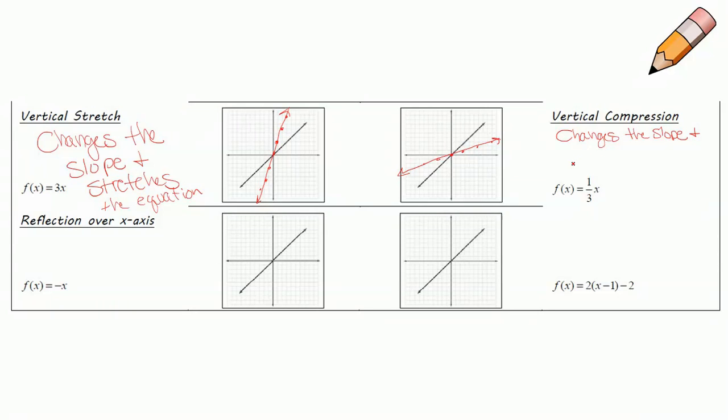And basically it compresses the graph. And then you guys also know when there's a negative outside, so that would be this line going like this. It's a negative slope, right? So basically it flips the line across. Flips it down. So let's look at this one.